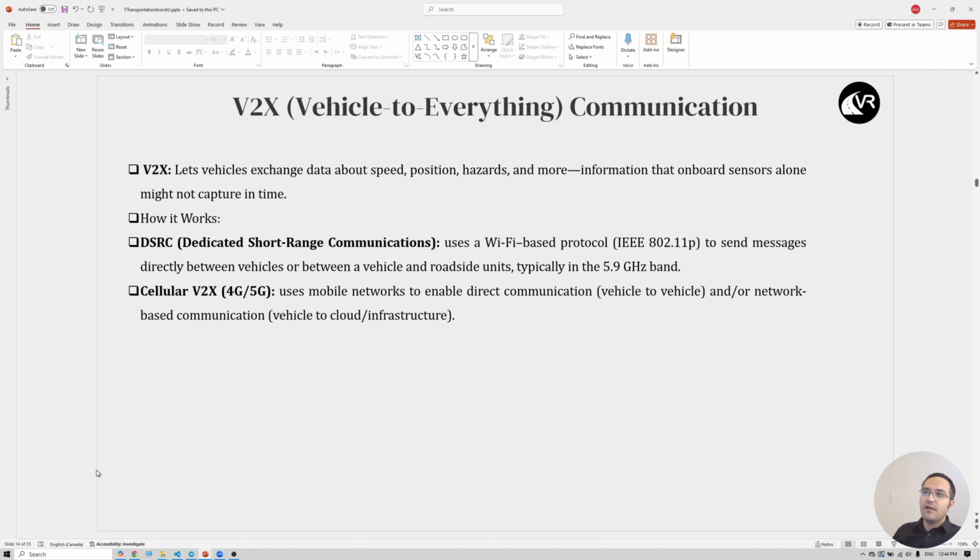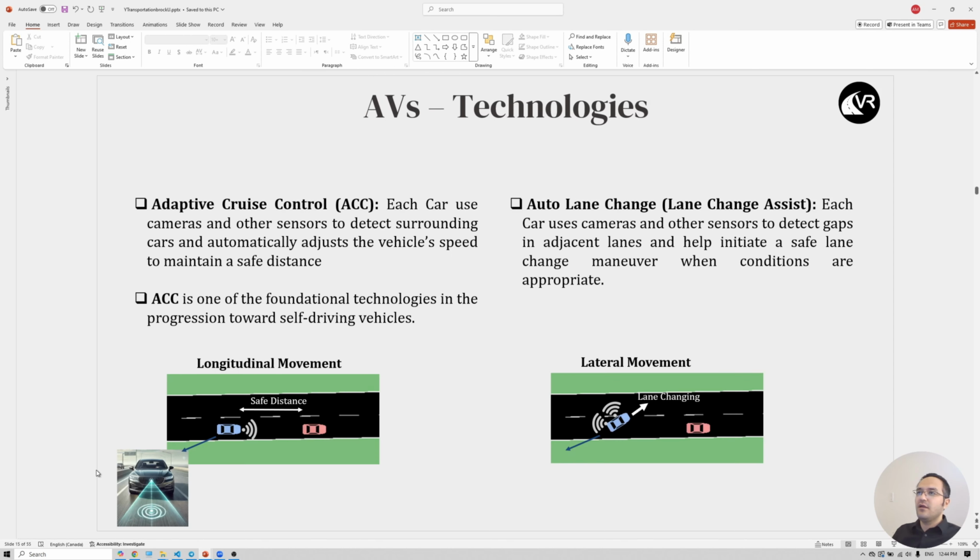vehicle to everything, basically mobiles, cloud, and everything. So V2X, the vehicle to everything, is for exchanging data like positional data and weather information between different cars, or between the infrastructure and cars, right? And using, for example, DSRC, the Wi-Fi based technology, or 4G or 5G, okay? So the communications then.